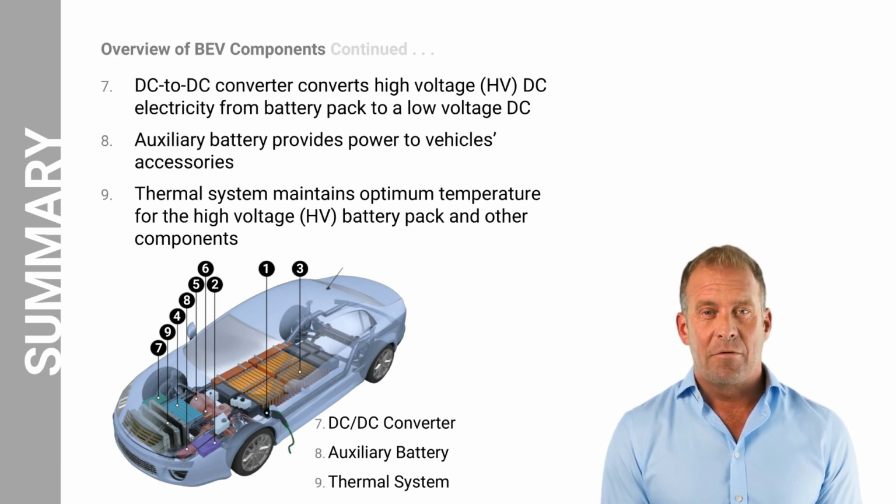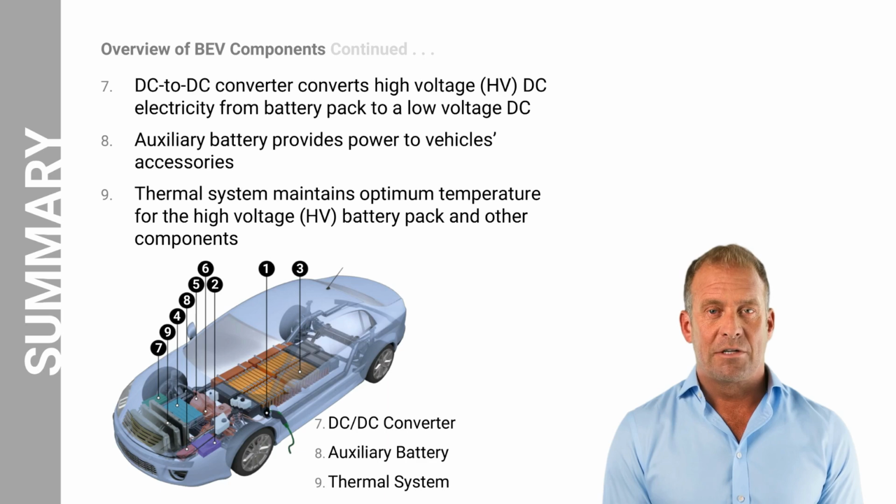The auxiliary battery supplies electricity to power the vehicle accessories, ensuring the smooth operation of various electrical systems and components. The thermal system, including cooling mechanisms, maintains optimal operating temperatures for various components, particularly the high-voltage battery pack, ensuring performance and longevity. Understanding the interactions of the main components is essential to grasp the fundamental workings of a BEV. It is important to remember the significance of these components and how they work together.